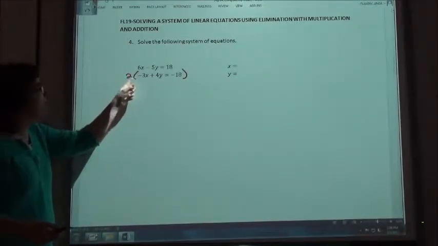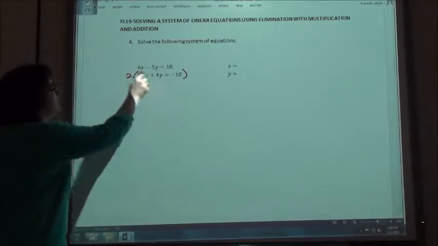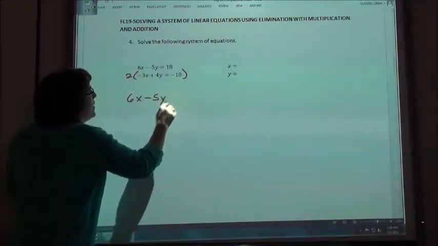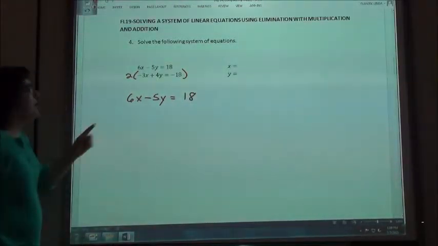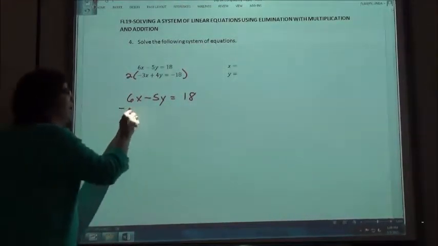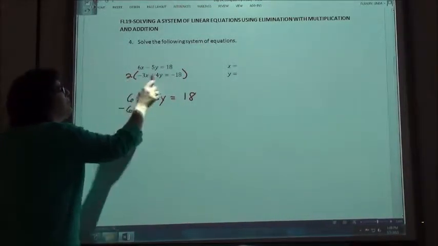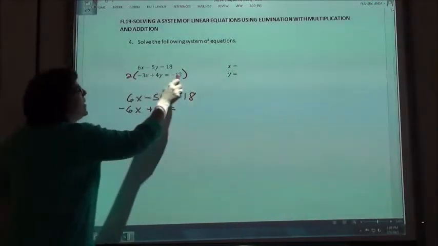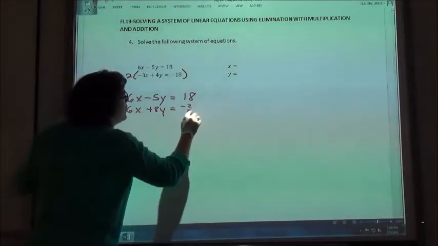Now when I multiply, I have to do the whole equation. So the top equation is going to stay the same. 6x minus 5y equals 18. The bottom equation would be negative 6x. 2 times 4 would be plus 8y equals 2 times negative 18, so negative 36.